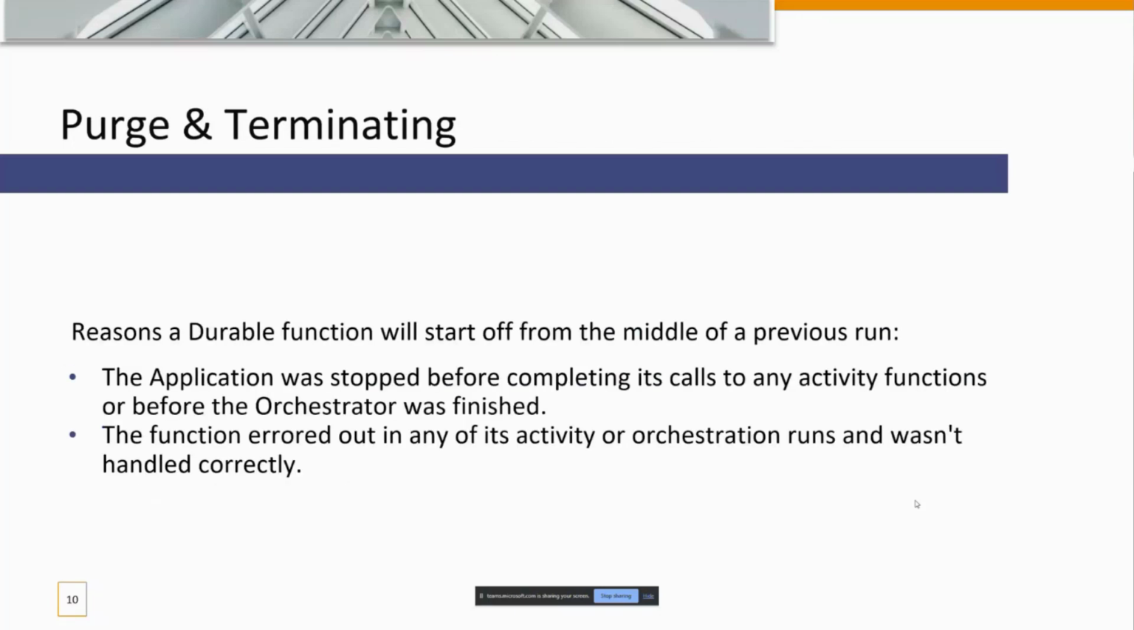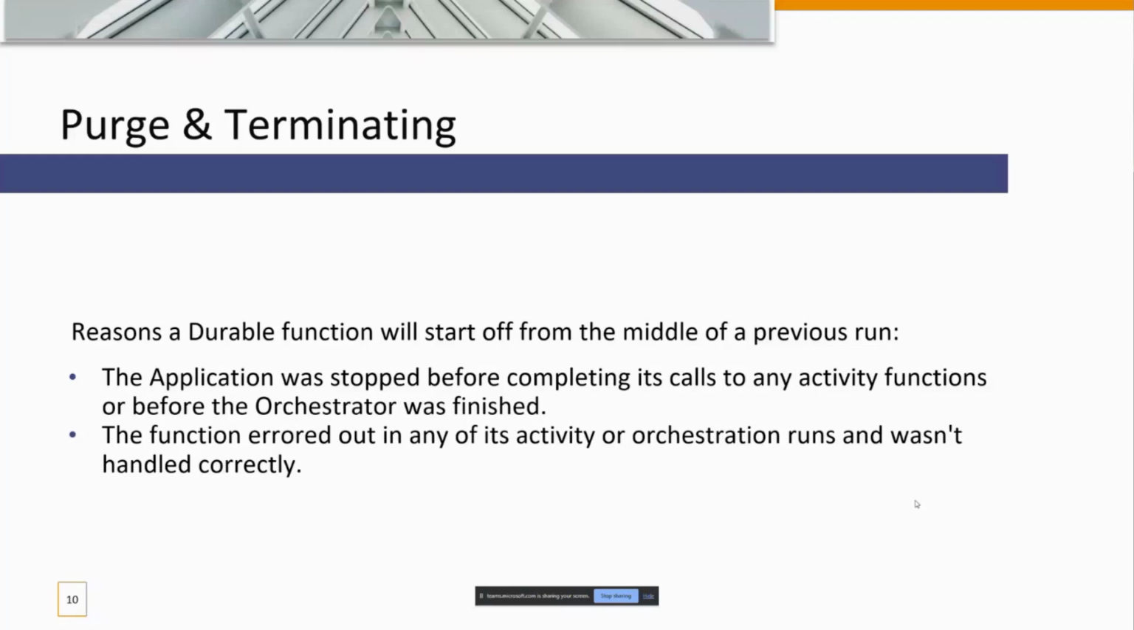So we did touch base a little bit when we were looking at those management HTTP URLs from the Postman calls that we were hitting. So I want to touch base now on purging and terminating. We discussed in the beginning that durable functions are stateful. So this can cause a function to pick up where it left off from its previous run. These aren't the only two scenarios, but they're the most popular and some of the ones I ran into early on developing these applications: when the application was stopped before completing its calls to any activity function or before the orchestrator was finished.